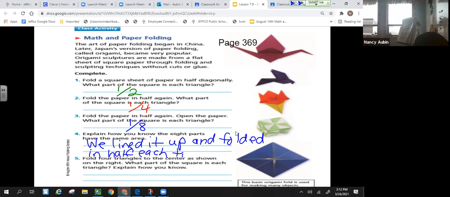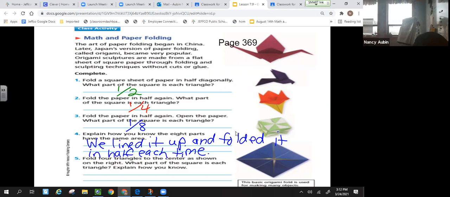Okay, go ahead and write this in your workbook. You can use your own words. These are kind of Finn's words, but his thinking is spot on. We lined it up and folded it in half each time. So we know that those parts are equal. If they were not equal, would we be able to talk about fractions? No, fractions are equal shares. They're fair shares.